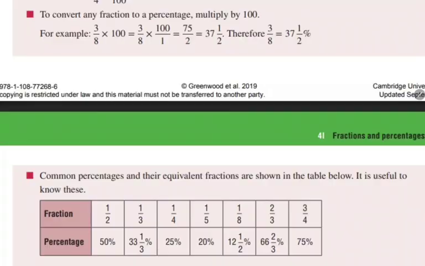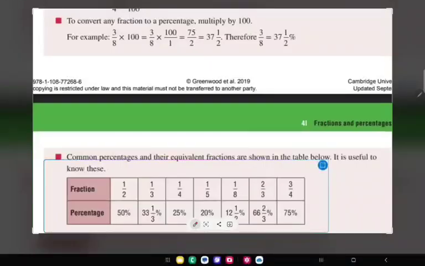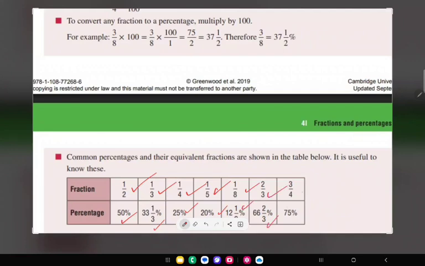Now we'll see some popular fractions that are used everywhere. You will see them in your exams and everywhere. So 1/2 is written as 50%, 1/3 converted to percent is 33 and 1/3 percent, 1/4 is 25%, 1/5 is 20%, 1/8 is 12 and a half percent, 2/3 is 66 and 2/3 percent, and 3/4 is 75%. Okay, good enough.